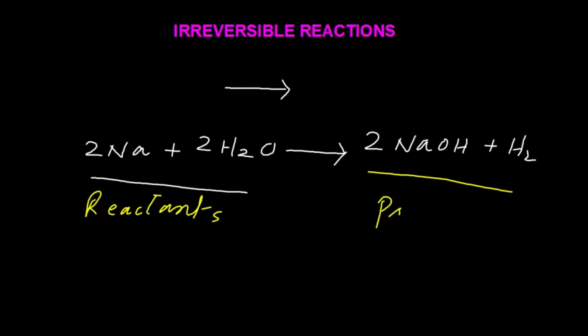The products of this reaction, hydrogen and sodium hydroxide, are unable to react and form sodium as well as water at room temperature. Since products do not recombine to form reactants, this reaction is an irreversible reaction. It cannot be reversed. Now students, we will discuss some of the important characteristics of irreversible reactions.